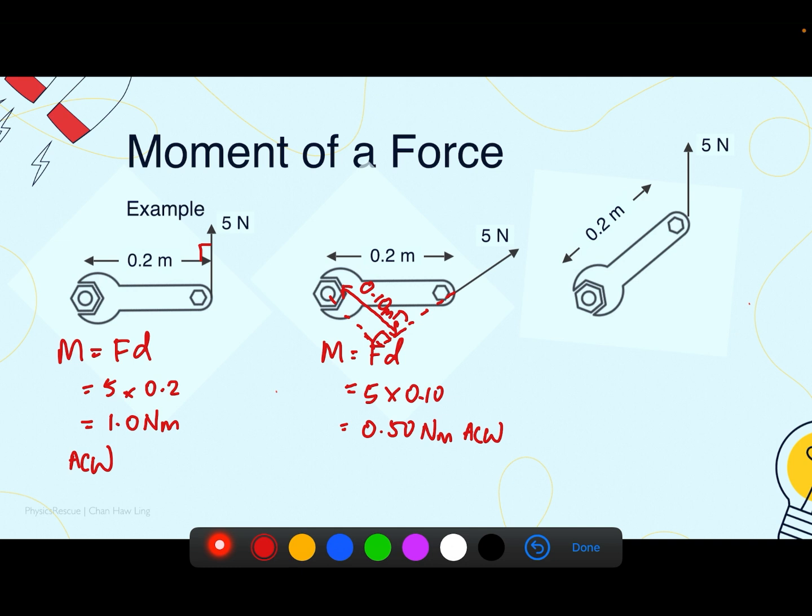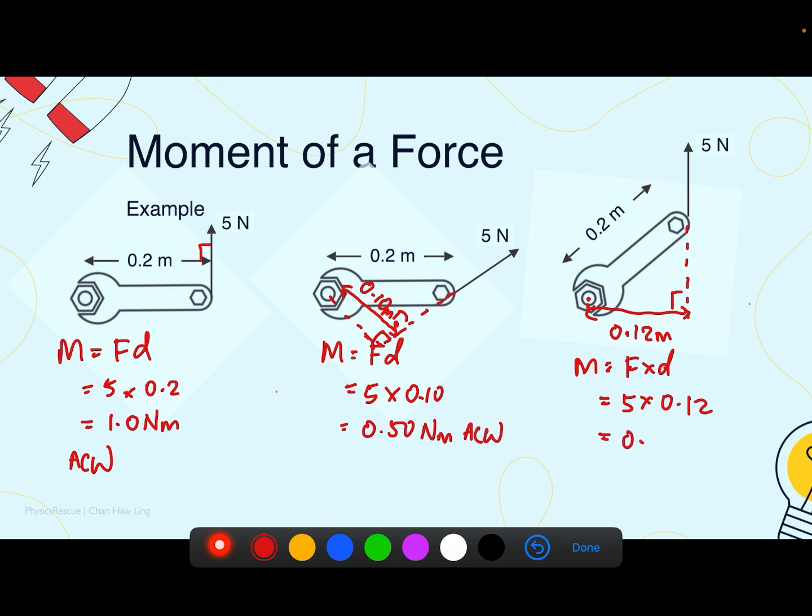Let's take a look at the third example here. Again, this wrench is in a different position. If we extend that 5 Newton force here, what we want is the perpendicular distance to the pivot. Knowing that the pivot is the center of the nut, the perpendicular distance that we want would be this. For this example, I'm just going to take it as, say, 0.12 meters.